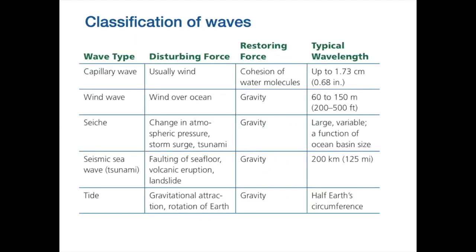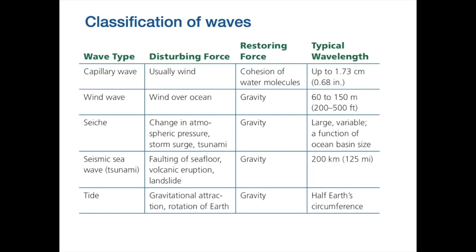There are different types of waves in the ocean. This table lists a number of them. The first column is the wave type, or the name of the wave. Then the disturbing force, then the restoring force, and then in the last column are some typical wavelengths. That's the distance between consecutive crests.